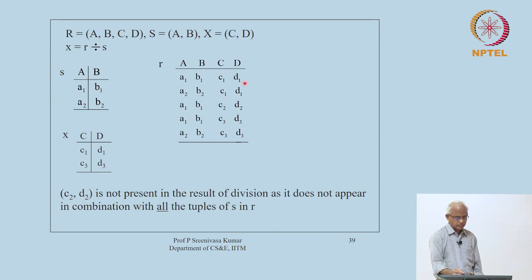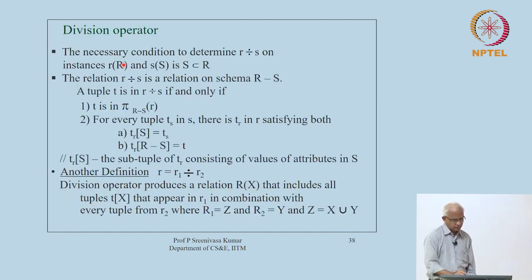Okay, so is the semantics of division clear? And basically what we are asking for, let me now take it back to this definition. So the division operator produces a relation Rx that includes all tuples Tx, where x is the difference R minus S kind of, that appear in R1 in combination with every tuple from R2. R2 is the other side, the right hand side attribute. So now you can reread this definition.